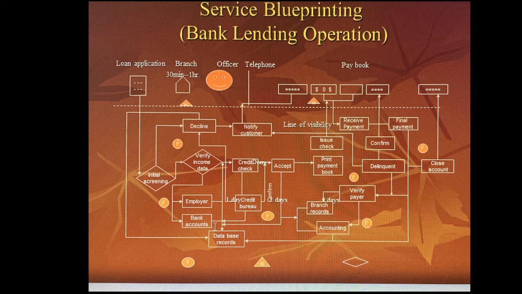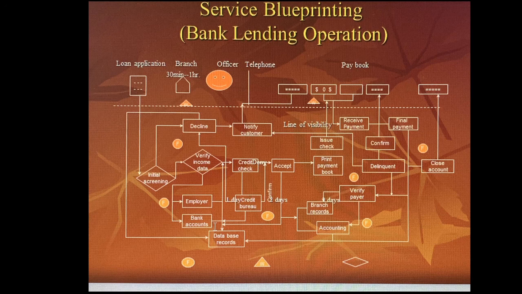If verifying your income data and employer is not satisfactory, or anything they ask for is not satisfied, it goes to a one-step decline. If it is okay, they will check your credit rating, the credit check. Nowadays it is very easy: the CIBIL score. If you give your PAN card, they'll tell your CIBIL score within 2 minutes. If you have not repaid any previous loans, it will be highlighted in your CIBIL score.